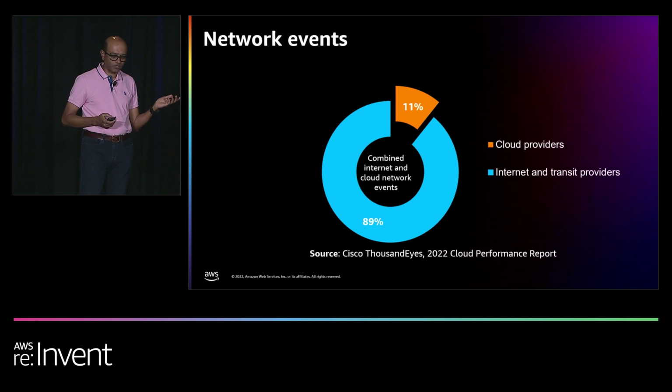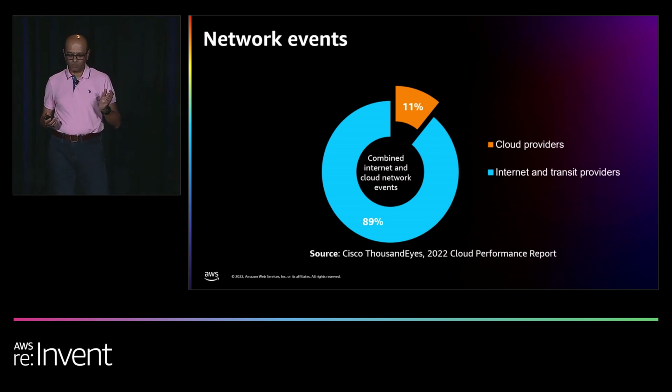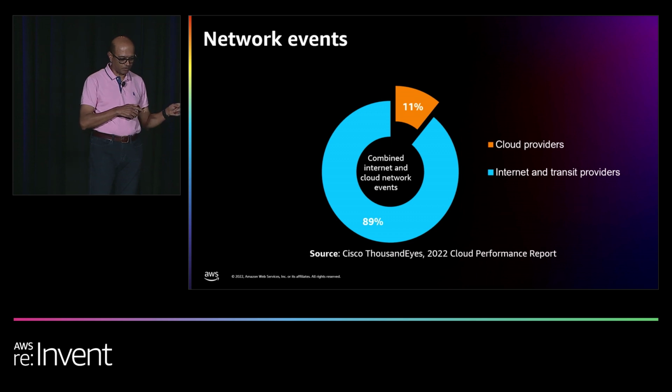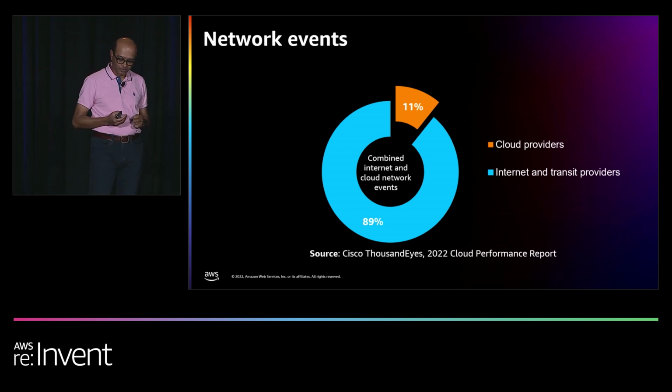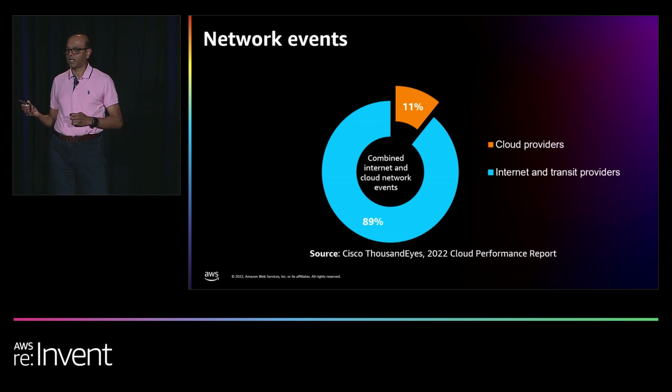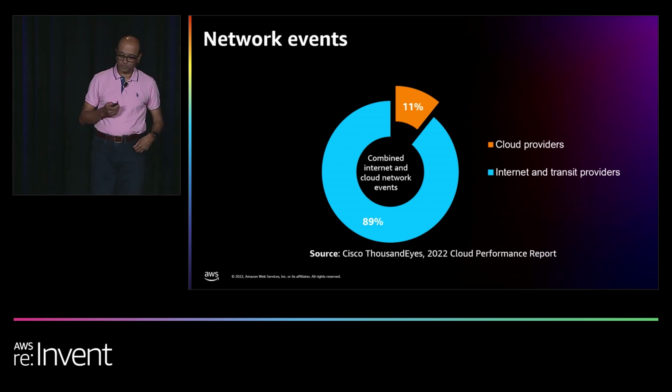Furthermore, Cisco ThousandEyes also analyzed all network events around the globe over a one-year period. And this is in this recent performance report that was published earlier this month. And they found that 89% of all network events were traced to either internet providers or transit providers. So it's clear that cloud provider networks have a higher availability. Recall how the Amazon Global Network, for example, provides that congestion-free network and that automated auditing that helps provide that superior availability and superior network experience.